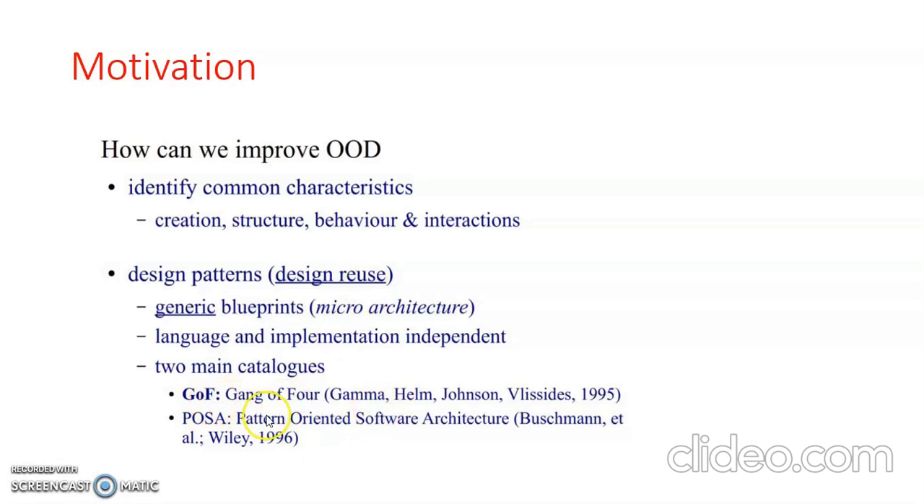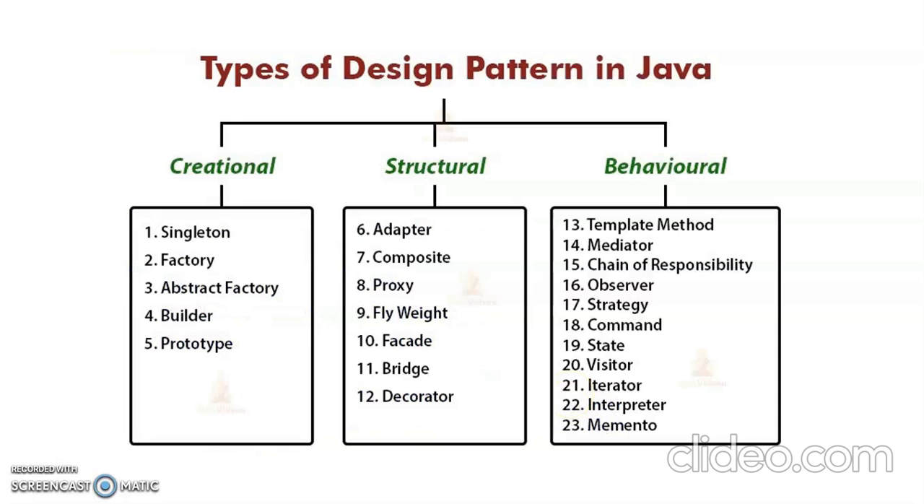So we are going to see the GOF design patterns. GOF means the Gang of Four. The four people, Gamma, Helm, Johnson and Vlissides, designed these design patterns. They designed 23 design patterns, which are categorized into three types: creational, structural as well as behavioral. Under creational, 5 types; under structural, 12 types; under behavioral, totally there are 23 types.